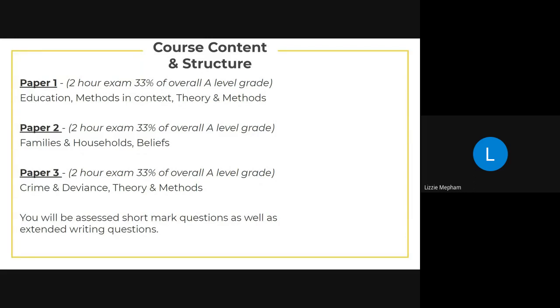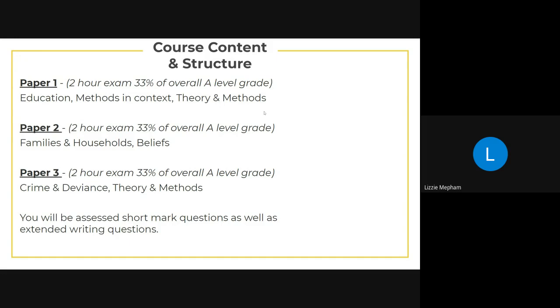The course content is divided across 3 papers, all of which are sat at the end of Year 13. Sociology is a subject which is based on 100% examination, meaning that there are no coursework or project elements. Each paper is 2 hours long and worth a third of your overall A-level grade. Paper 1 consists of education, methods and context, and theory and methods. Paper 2 consists of the optional topics of families and households, as well as beliefs. And paper 3 is crime and deviance, as well as theory and methods.